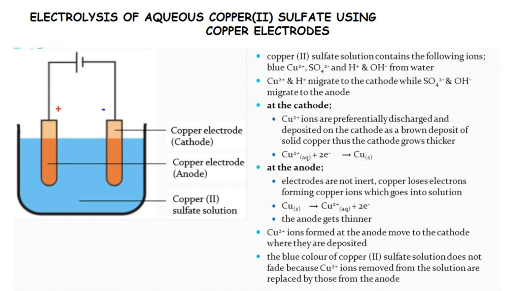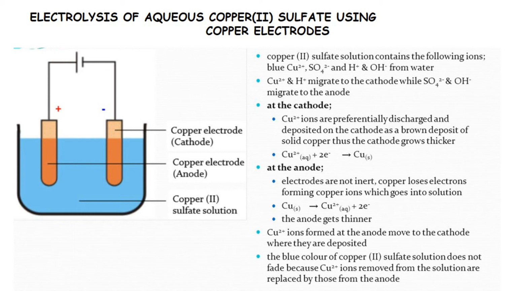The copper metal undergoes oxidation and forms copper 2 plus ions. These ions will move into the solution. So as time goes on, you can see the copper anode getting thinner and thinner, and the copper cathode getting thicker and thicker, because more copper will be deposited at the cathode and more copper will be moving away from the anode. So copper ions formed at the anode move towards the cathode. You can see the ions moving from the anode to the cathode.